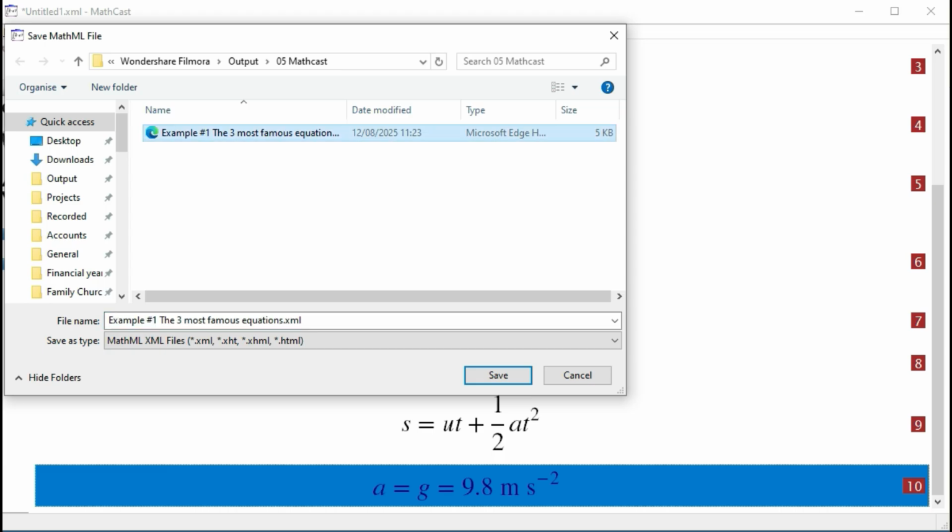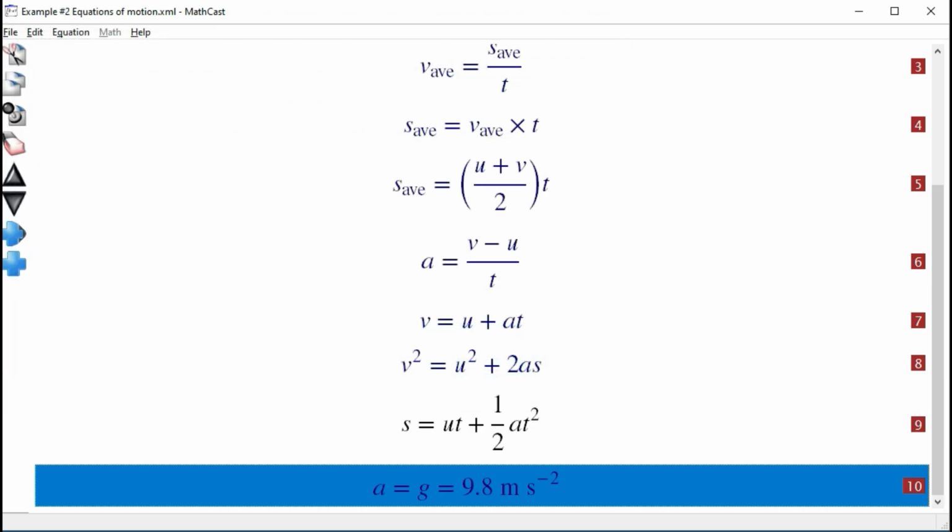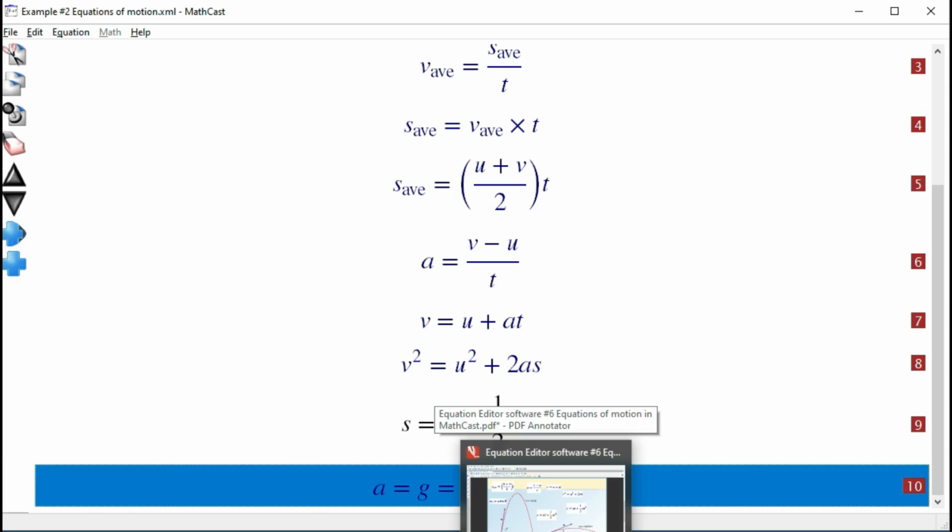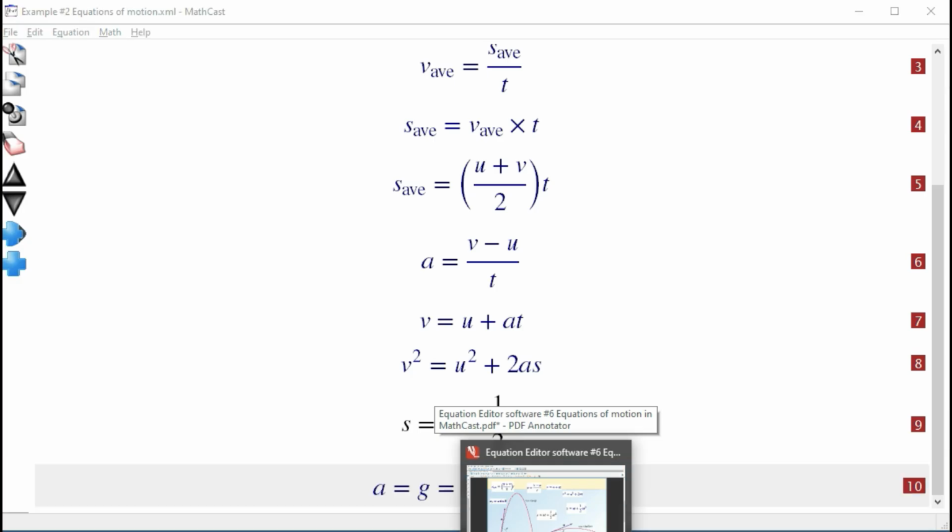We're going to do example number 2. Equations of motion. Equations of motion. Next time we're going to look at trigonometry. I save the file now, and I can just take it and adapt it. So it's very, very powerful. So next time we'll look at the trigonometry, angles, that kind of thing.